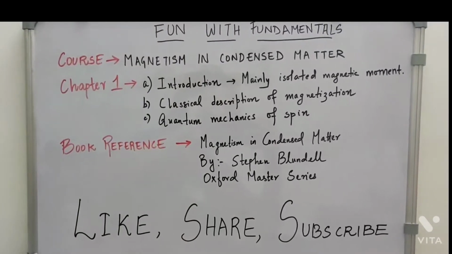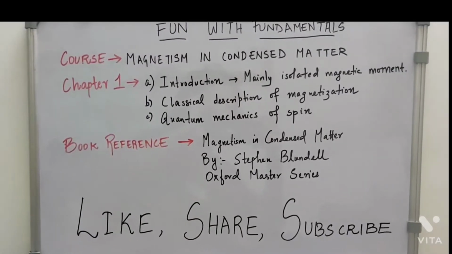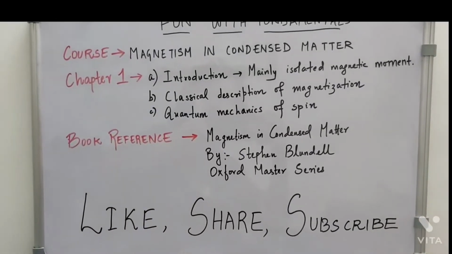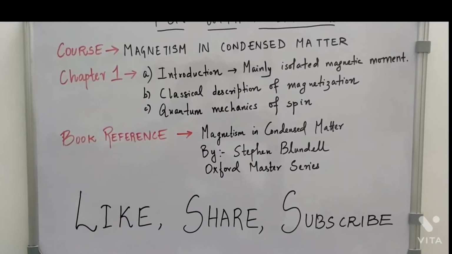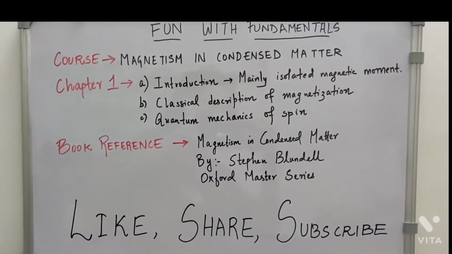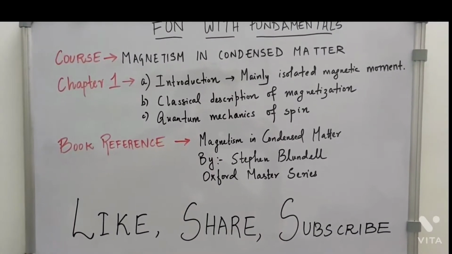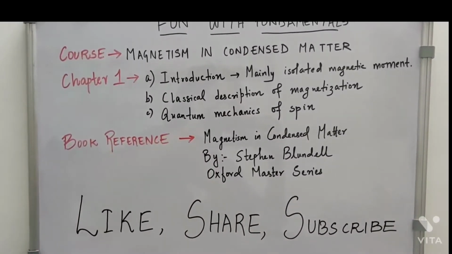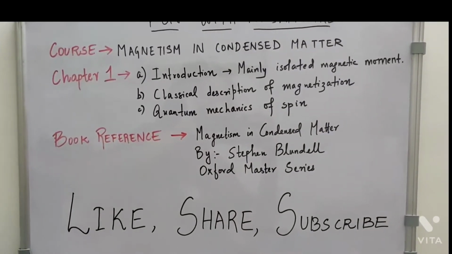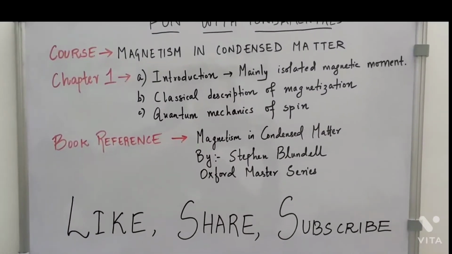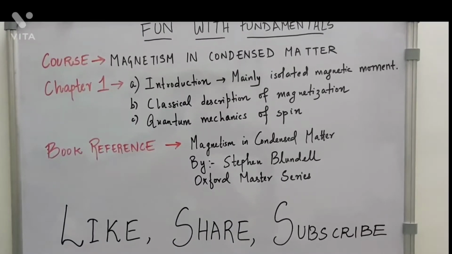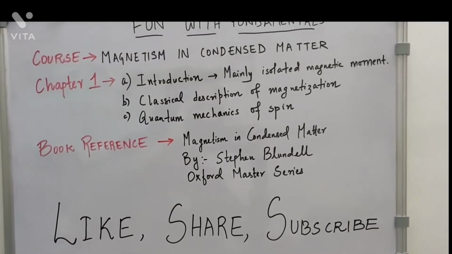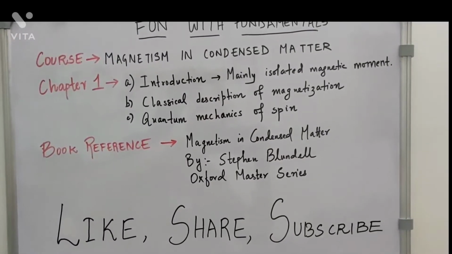In this channel, I'll be giving an introductory course named Magnetism in Condensed Matter. The first chapter will deal with the introduction, mainly about isolated magnetic moments. Then we will go over to the classical description of magnetism. Then finally, in the end of this chapter 1, we will discuss the quantum mechanics of spin. For this course, you can refer to the book named Magnetism in Condensed Matter by the author Stephen Blundell from the Oxford Master Series.